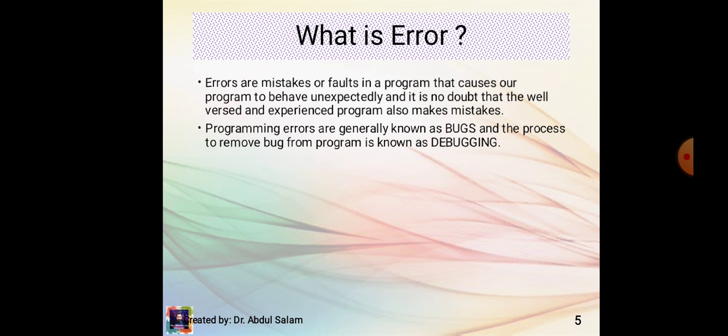What is error? Errors are mistakes or faults in a program that cause our program to behave unexpectedly, and it is no doubt that well-versed and experienced programmers also make mistakes. Programming errors are generally known as bugs, and the process to remove bugs from a program is known as debugging.